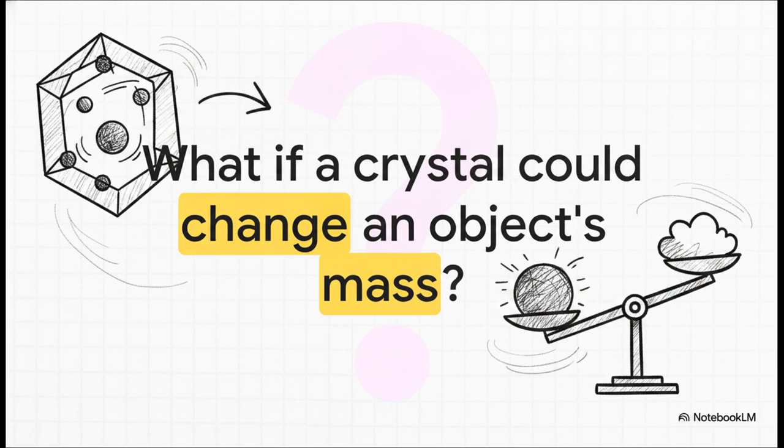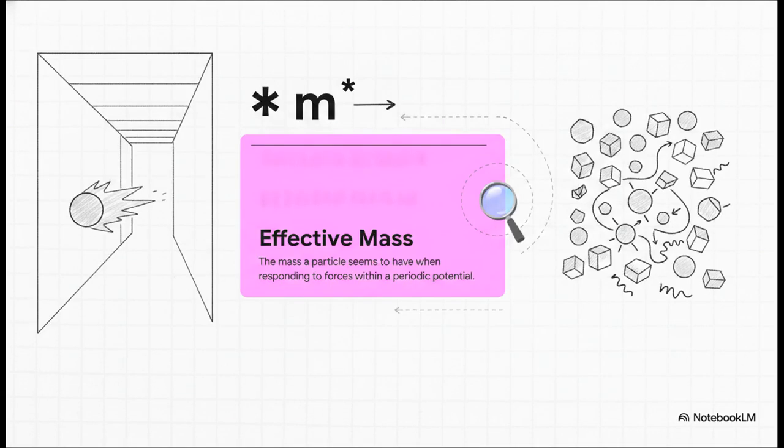Basically, it's this crucial mathematical parameter that characterizes exactly how charge carriers, like electrons and holes, respond to external forces when they're trapped inside the incredibly complex environment of a crystal lattice. Okay, so by formal definition, effective mass, which physicists usually denote as m star, is the mass a particle seems to have when it's responding to forces.